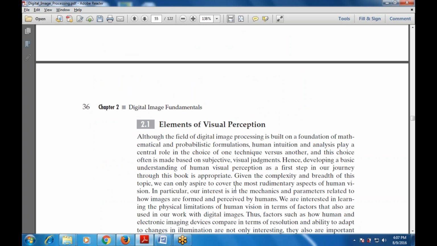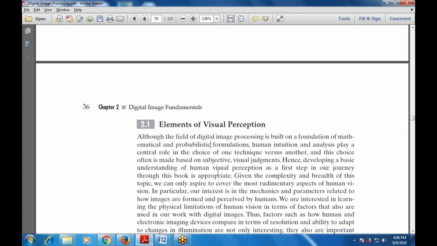So the first one is the elements of visual perception. What are the various elements, or the various parts, of digital image processing? It is built on a foundation of mathematical and probabilistic formulations, but human intuition and analysis play a central role in the choice of one technique versus another. This choice is often based on subjective visual judgment.